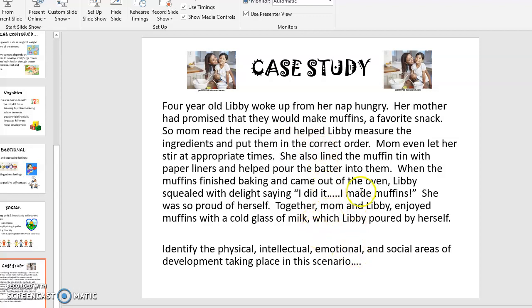Emotional development, she's happy when she made the muffins. Social areas of development would be anything that she did together with Mom or the conversation that she had with Mom. That would be social as well. Being able to take turns would be social development as well. You may have identified some other areas, but those are some examples of how physical, cognitive, emotional, and social all came together like pieces of a puzzle in Libby's development.